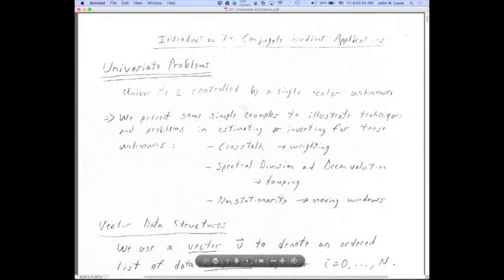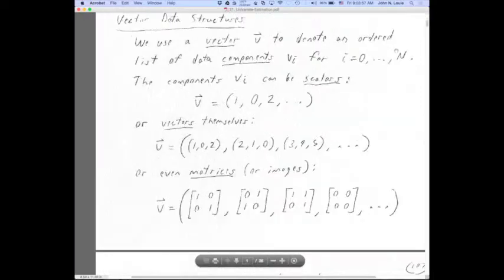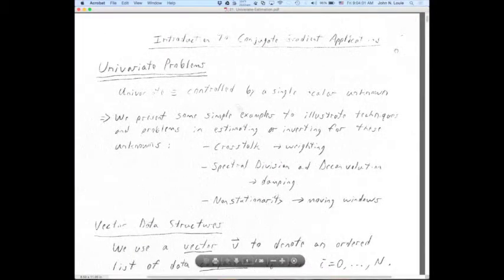All right, so we are going back now to the set of notes that comes out of Claerbout's PVI book, the Processing Versus Inversion book. And what I'm starting with here is a little section on univariate estimation.